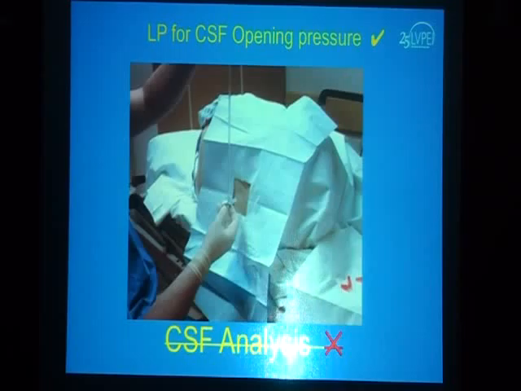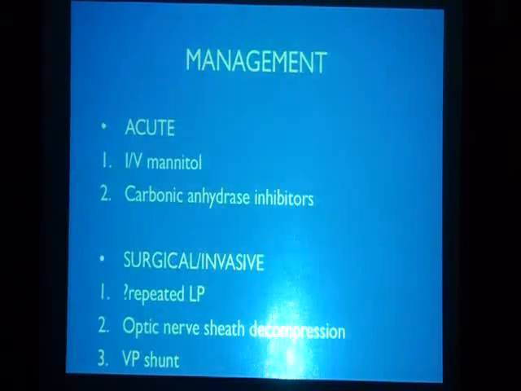This is another mistake. Most of the patients who are referred have a complete CSF analysis, but unfortunately, they don't have the lumbar puncture CSF opening pressure, which is more important than anything else. We also need CSF analysis because we need to rule out other causes. But the most important investigation, I would say, is opening pressure. You need to keep on writing it when you refer to the neurologist.